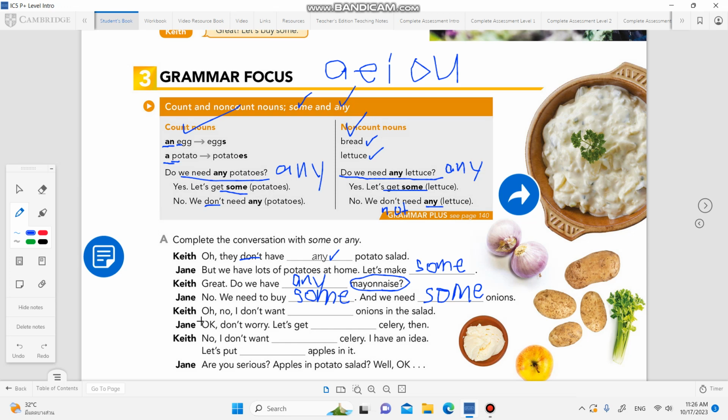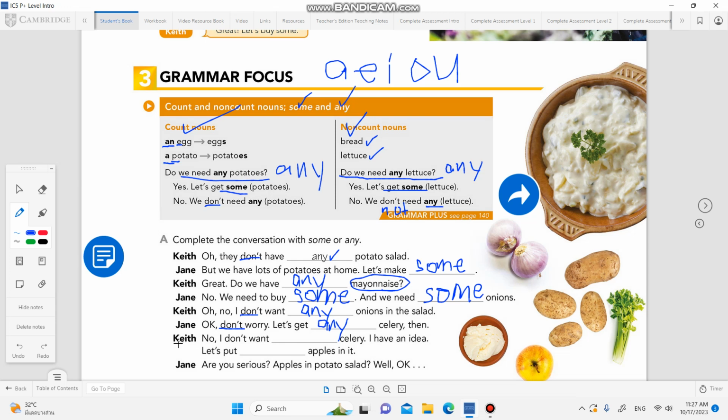Next, Keith: Oh no, I don't want any onions in the salad. The word has don't, a negative sentence. Okay. Some or any? So we should use any. All right. Next, Jane: Okay, don't worry. Let's get any celery. Okay, it's negative. I found don't here. So don't is negative. We have to use any.